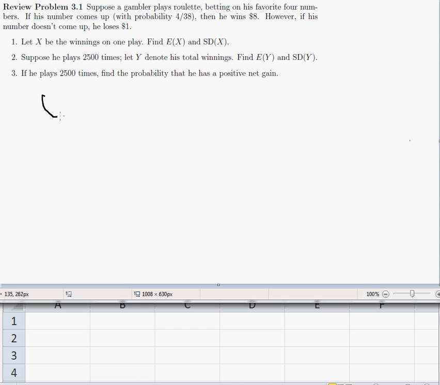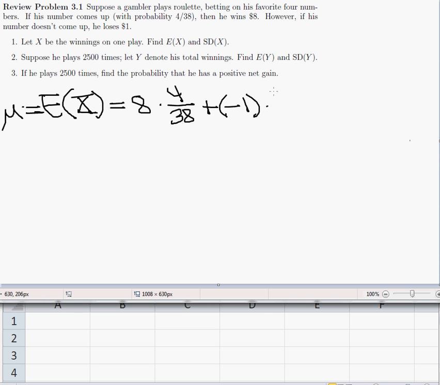So first off, the expected value of x, also commonly called mu, that's equal to 8 times 4/38, the possible value of x times the probability, plus the other possible value, which is -1, times the probability of that happening, which would be 34/38. And so that simplifies as -2/38, which is -1/19.